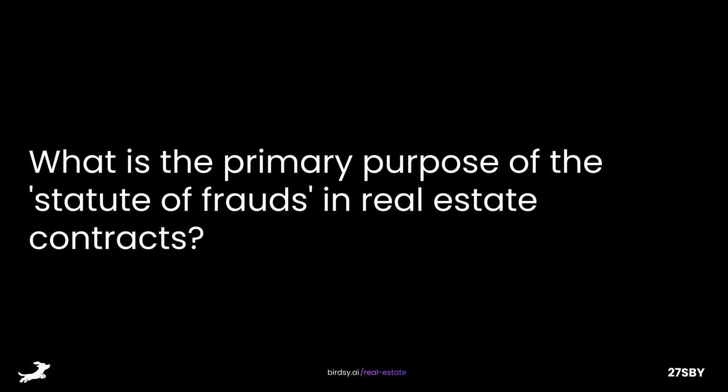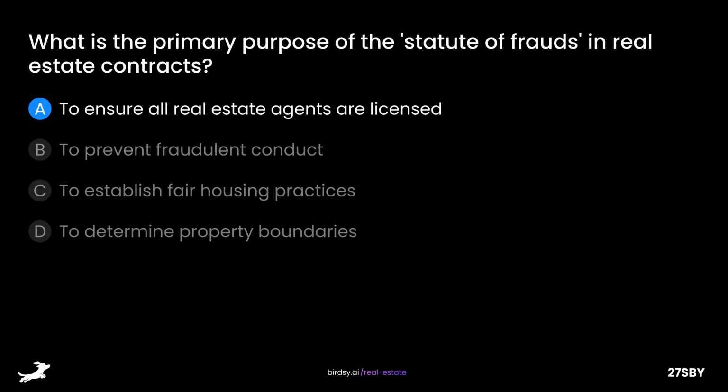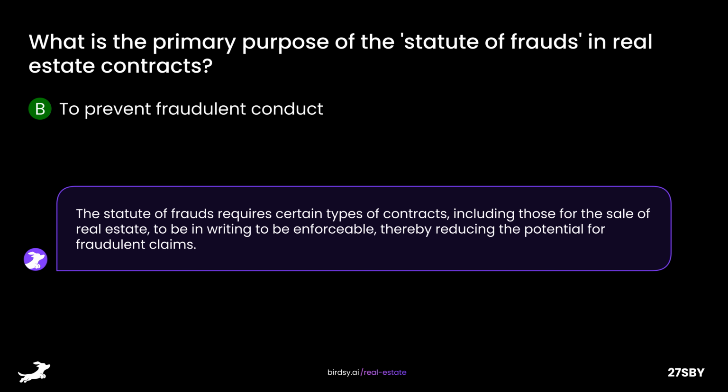What is the primary purpose of the statute of frauds in real estate contracts? Is it A. To ensure all real estate agents are licensed, B. To prevent fraudulent conduct, C. To establish fair housing practices, or D. To determine property boundaries? The answer is B. To prevent fraudulent conduct. The statute of frauds requires certain types of contracts, including those for the sale of real estate, to be in writing to be enforceable, thereby reducing the potential for fraudulent claims.